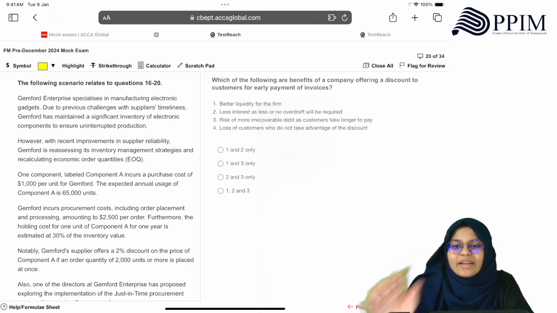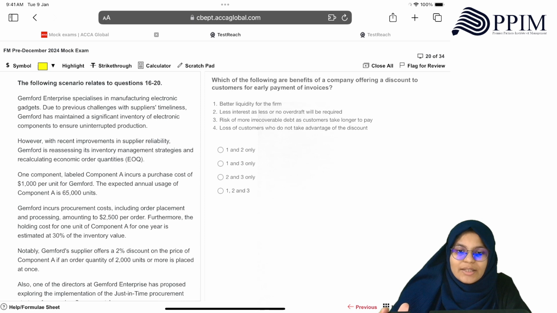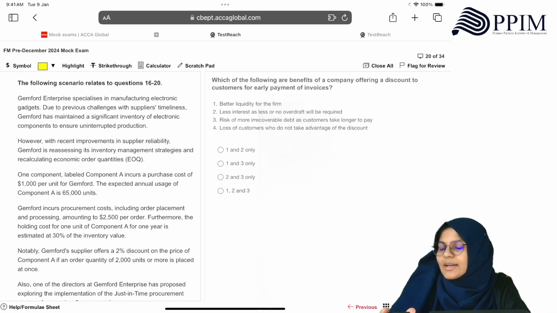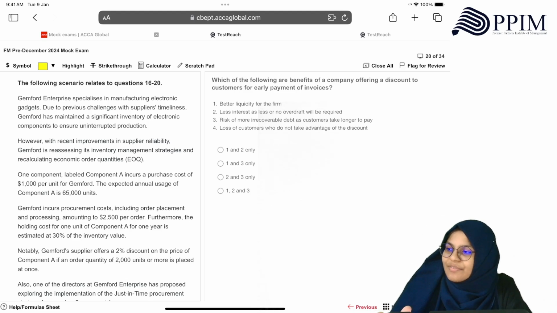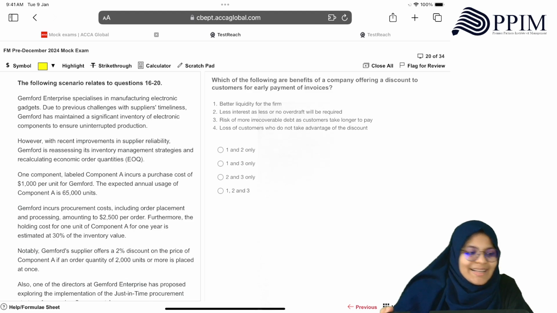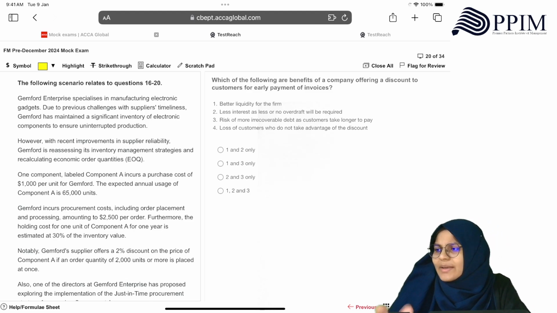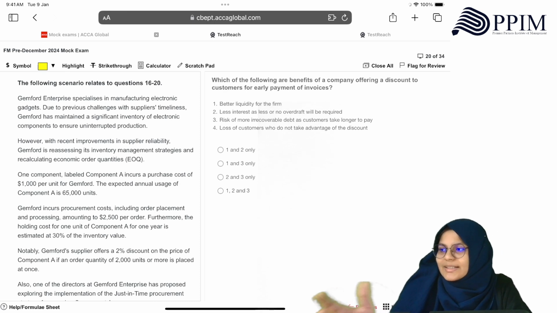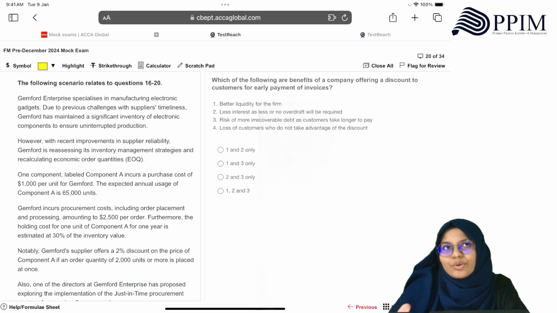Which of the following are benefits of a company offering a discount to customers for early payment of invoices? What's the benefit for us as a company if we give our customers a discount for early payment? Better liquidity for the firm, definitely. Why? Because they will pay quickly, so we get cash in hand quickly. Less interest, as less or no overdraft will be required. That is also true because the customer is paying me money now. So why would I want to go to the bank and take a loan and pay an overdraft? I don't need it.